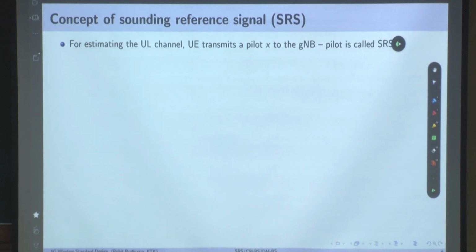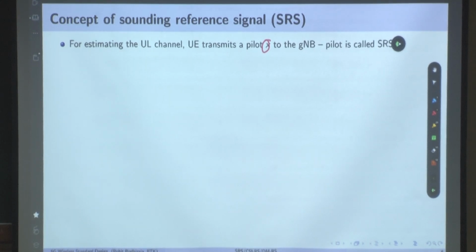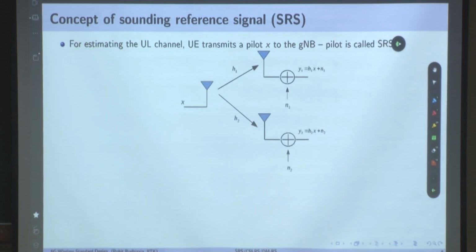Now, how does this sounding reference signal work? That's what I am going to tell you. First, let's say for estimating the uplink channel, we are looking at the uplink now. The UE will transmit a pilot signal, I am calling this X, and this pilot signal is called the sounding reference signal. So the pilot signal which is transmitted by the user in the uplink to estimate the uplink channel is called the sounding reference signal. How does this work? This is the pilot signal which is being transmitted by the user in the uplink.